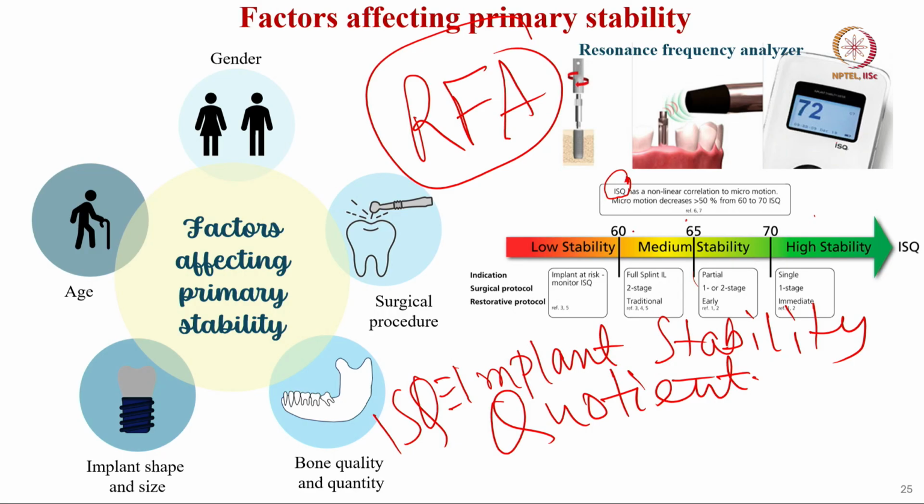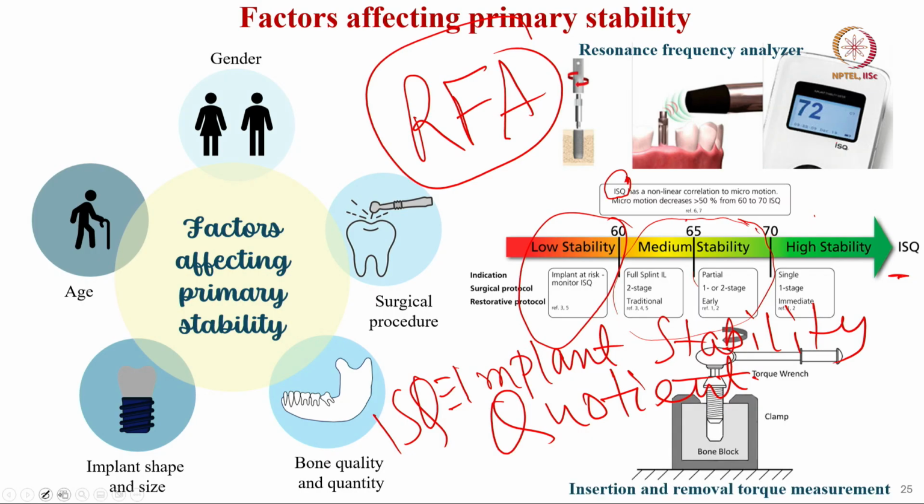So, implant at risk is when the ISQ value is less than 60. The implant will have medium stability below 70, and 70 and above is a good ISQ, for implants which will definitely have good primary stability. So, this is a more quantitative way of measuring implant stability rather than simply by eye estimate or clinical evidence and so on.